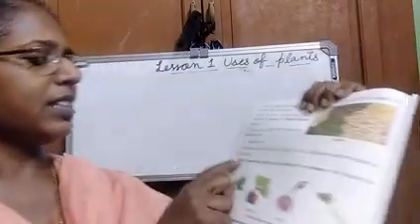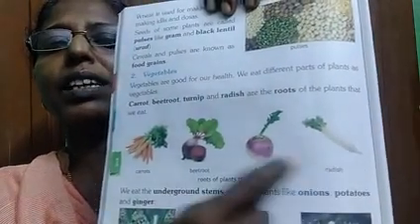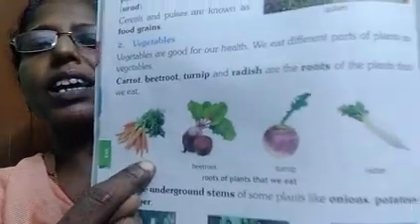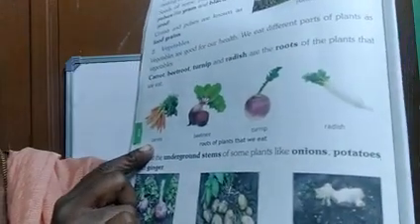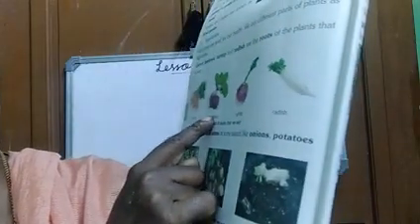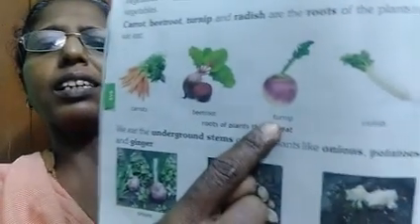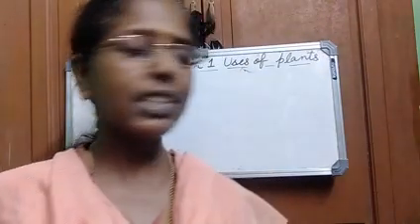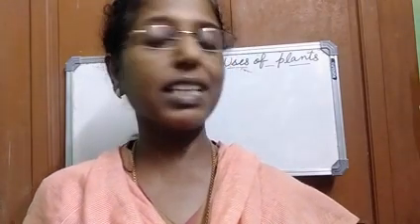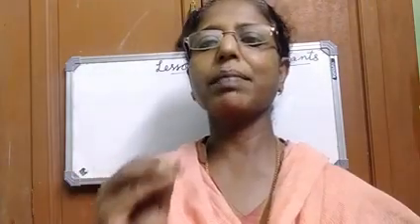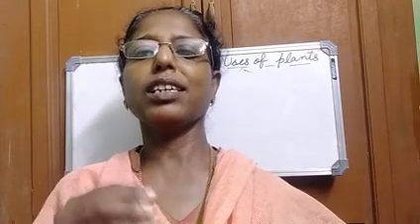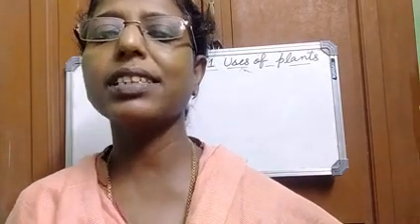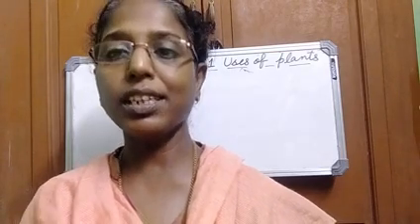Okay, then next we are getting vegetables. See the vegetables we are getting from plants. Okay, what are these? Carrot is there, beetroot is there, turnip is there, radish is there. Vegetables are good for our health. We eat different parts of plants as vegetables, and vegetables are very good for our health. So all should have vegetables daily.